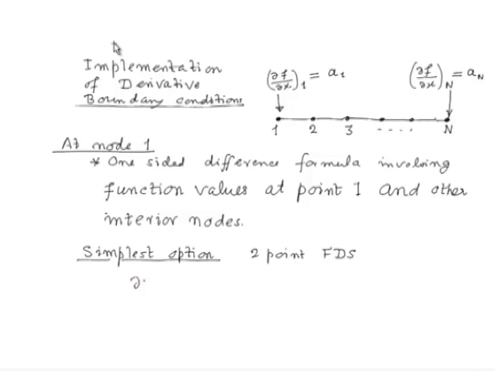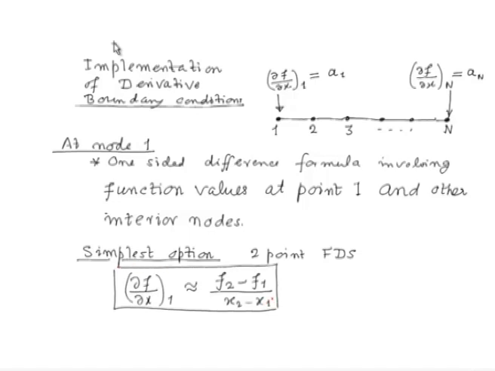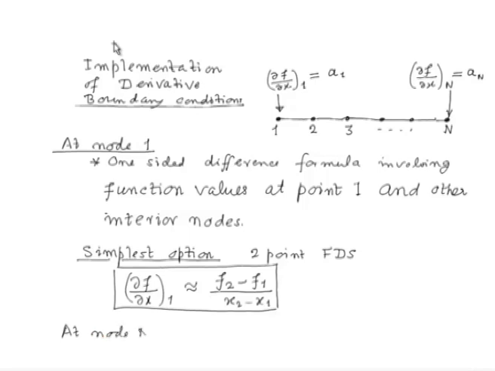That is to say, this del f over del x at 1 can be approximated as the difference of f2 minus f1 divided by x2 minus x1. Okay. Now, if we want to go to the right extreme at node N, what are the choices available? We have to look at the nodes N minus 1, N minus 2, and so on. We have got to use only values available at these nodes.